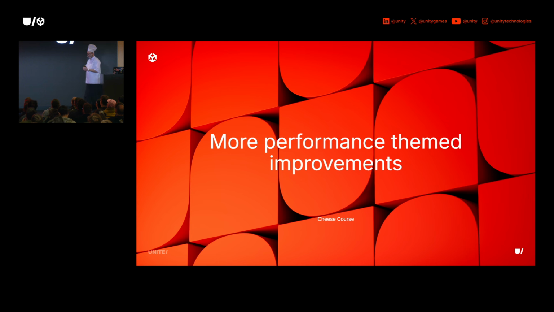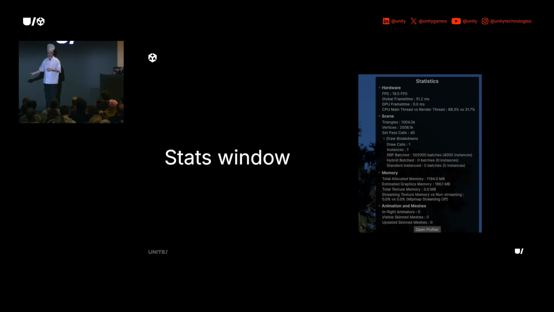So there's a few more performance-themed improvements that I thought it was worth talking about as well. These aren't things that my team work on, but other teams at Unity do. And I just wanted to highlight them because I don't think they're anywhere else out on the booths or in other talks. So one of them is the stats window in the editor, which has been updated. And in new versions of the editor, this should now have up-to-date rendering information for URP and other render pipelines, as well as for the built-in render pipeline.